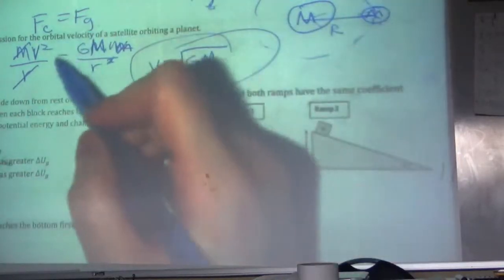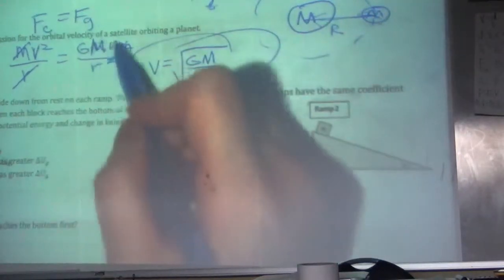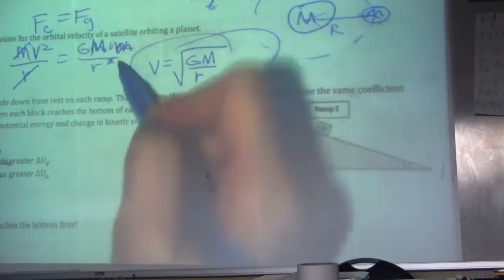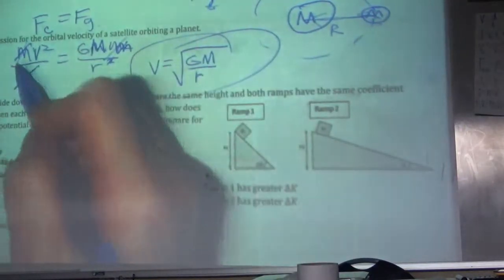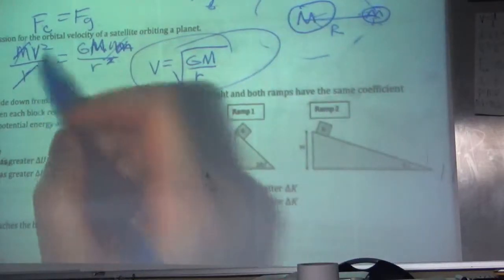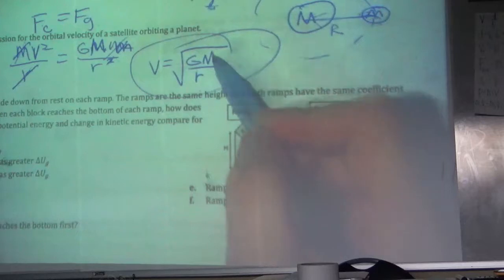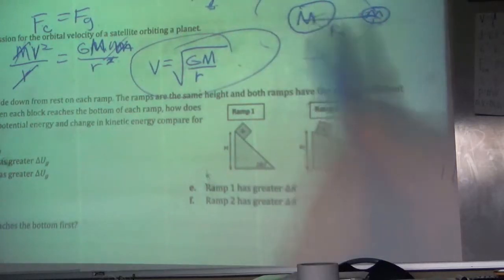So let's use the force of gravity, big G, m1, m2 over r squared, and you'll see that the little m's cancel. One of the r's cancels, and then you just take the square root, so it's the square root of GM over r, M being the mass of the planet or the thing you are orbiting around.